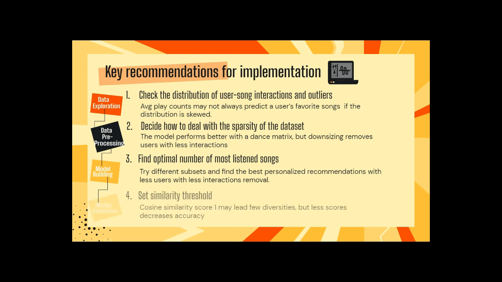Finally, it is a good idea to set the similarity threshold for better personalized recommendations. For example, I use cosine similarity, which ranges from 0 to 1. And it will be good to group similar users with high similarity scores. But if we use a score of 1, which means an exact match or close to exact match, the recommendation may contain little diversity if a similar user listens to not many songs or not many artists. So it is good to set an adequate range of similarity threshold by trying different ranges.